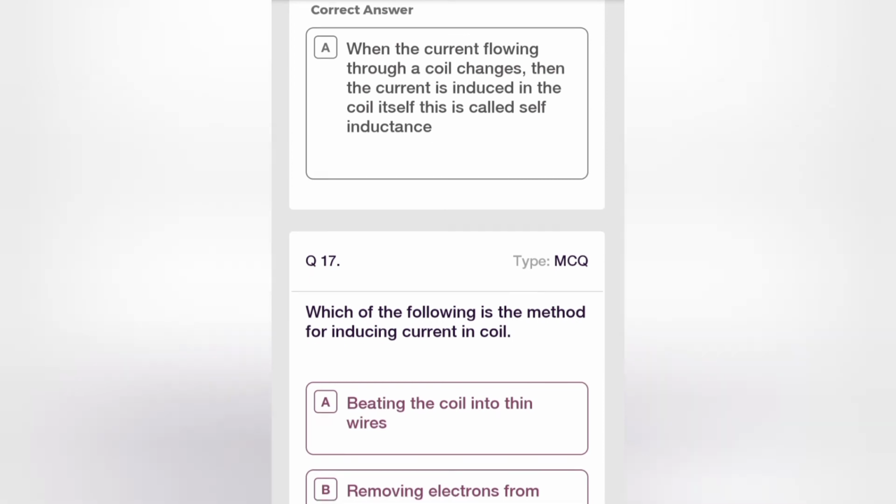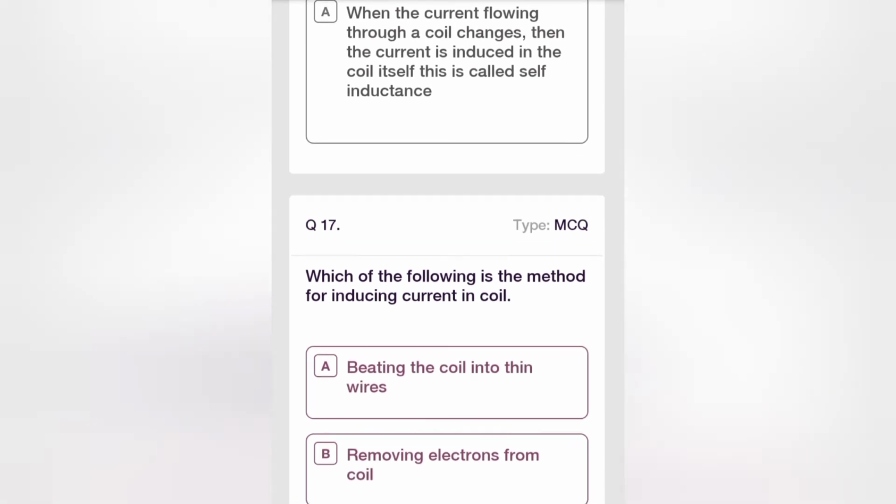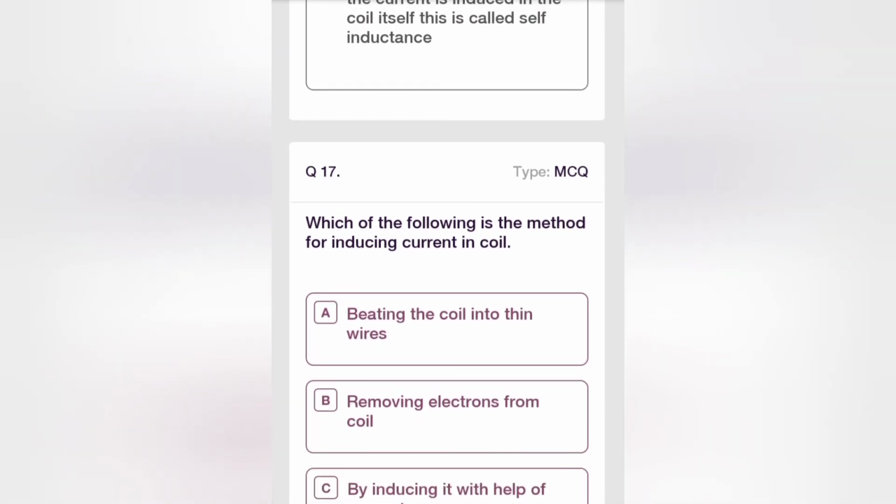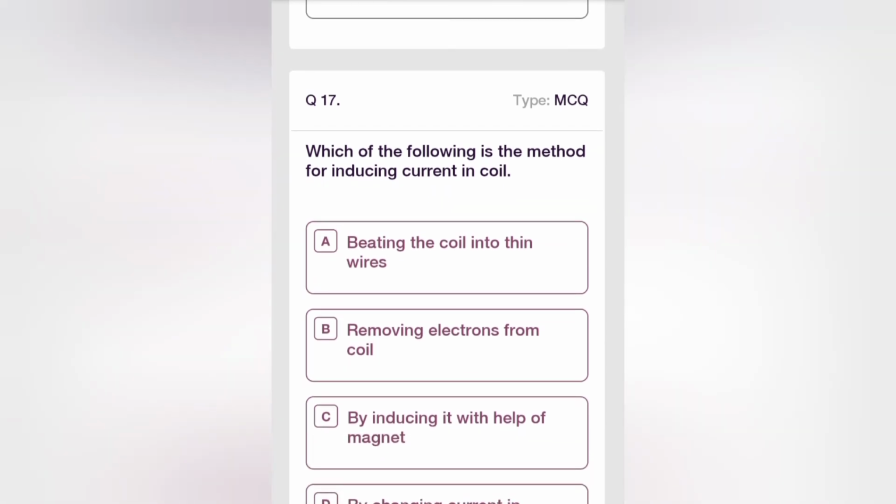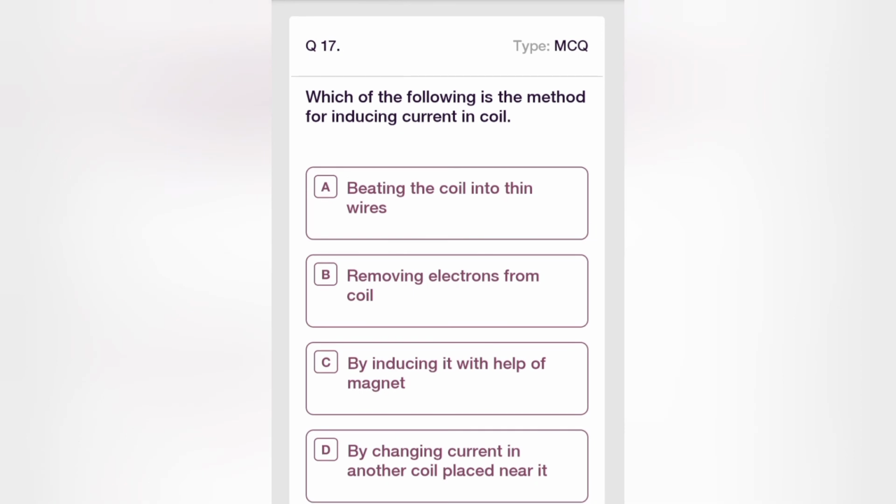Which of the following is the method for inducing current in the coil? How to induce the current in the coil? Beating the coil into a thin wire? No. Removing electrons from the coil? No. By inducing it with the help of a magnet? By changing current in another coil placed near it? Yes. So option D is the correct answer.